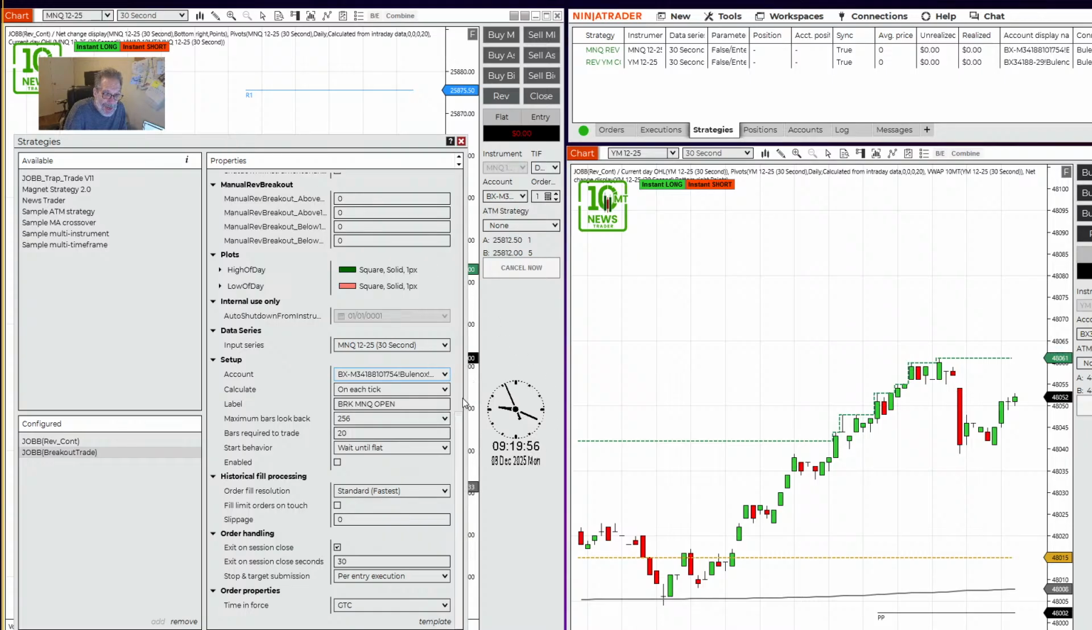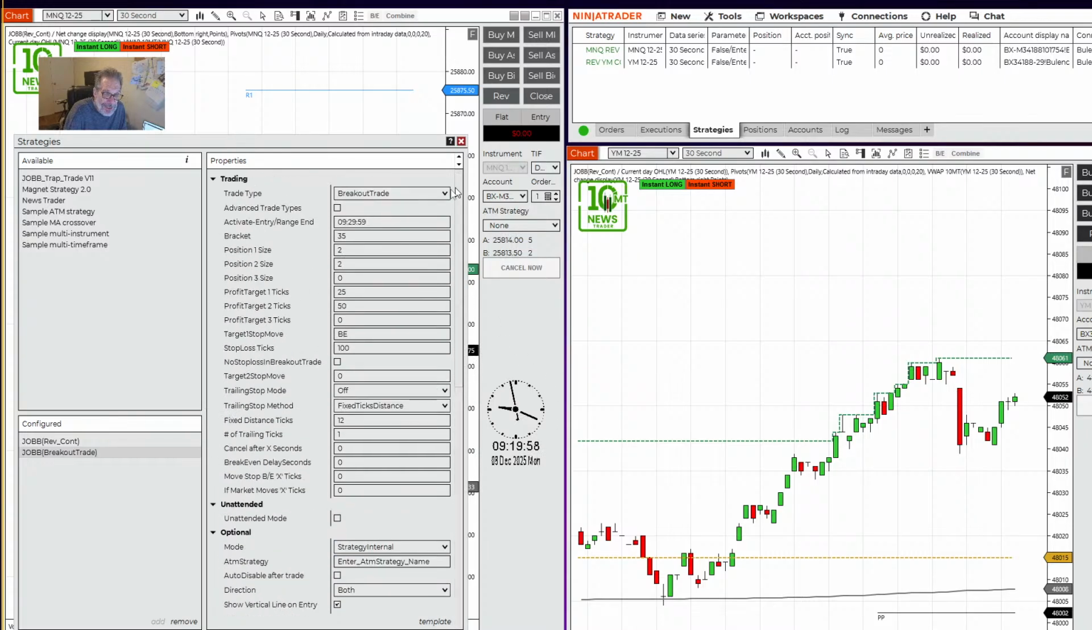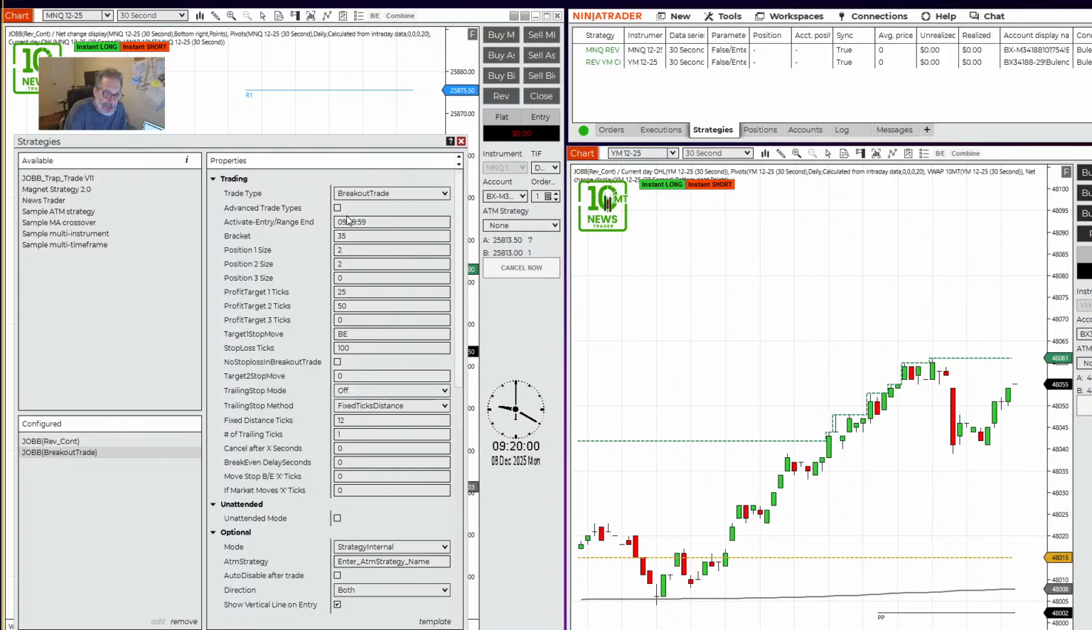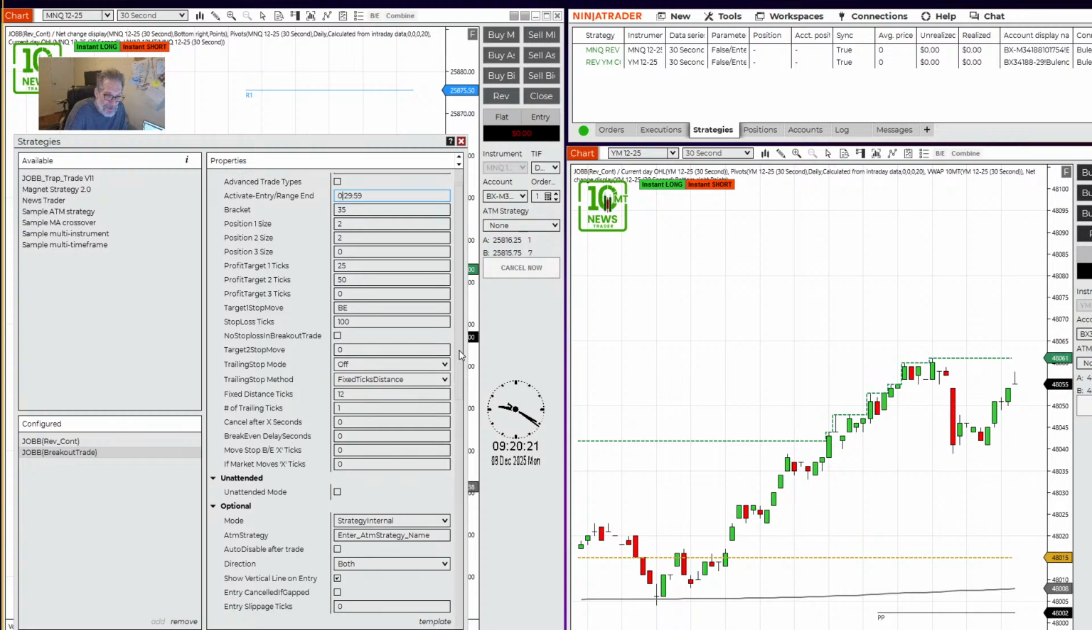So our breakout, one more time on the breakout. Let's set the time to 0 so we can check the bracket. So time is 0, but the time is 9:29:59. Bracket is 35. Targets are 25 and 50. Stop is 100. Target 1 stop move to breakeven, breakeven if it hits the first target.